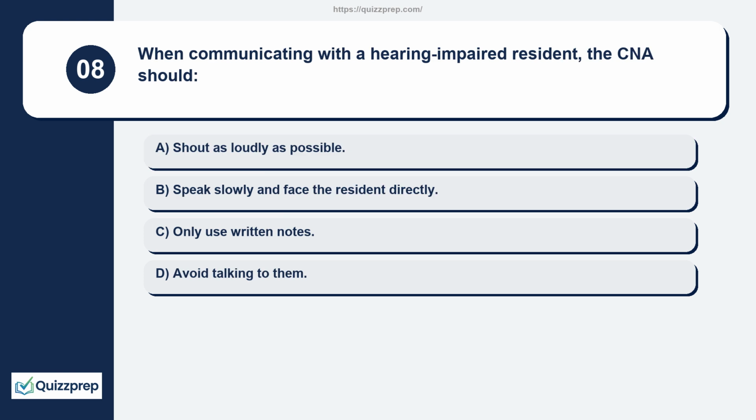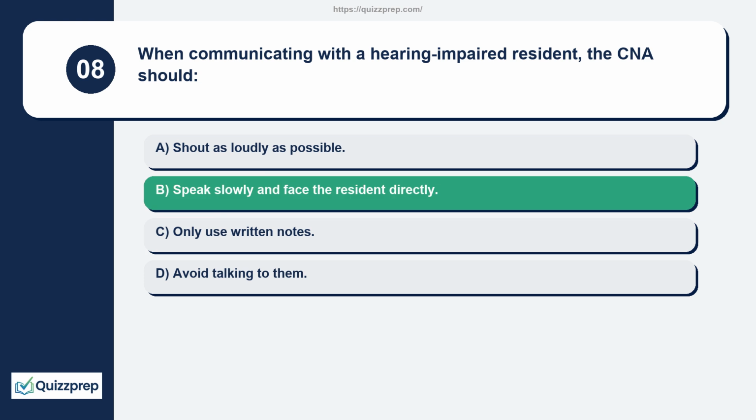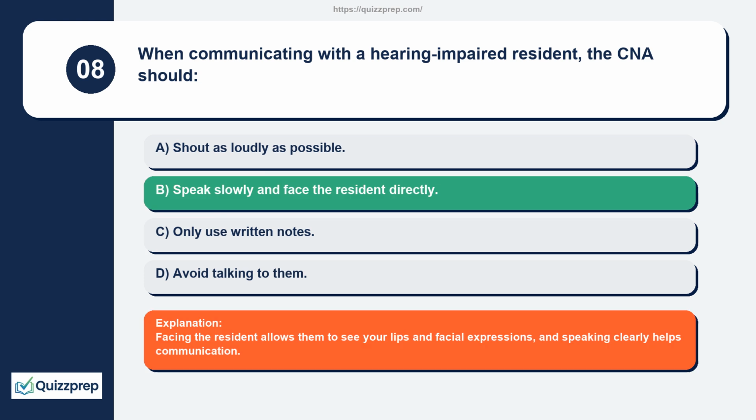Question 8. When communicating with a hearing-impaired resident, the CNA should shout as loudly as possible, speak slowly and face the resident directly, only use written notes, or avoid talking to them? Facing the resident allows them to see your lips and facial expressions, and speaking clearly helps communication.